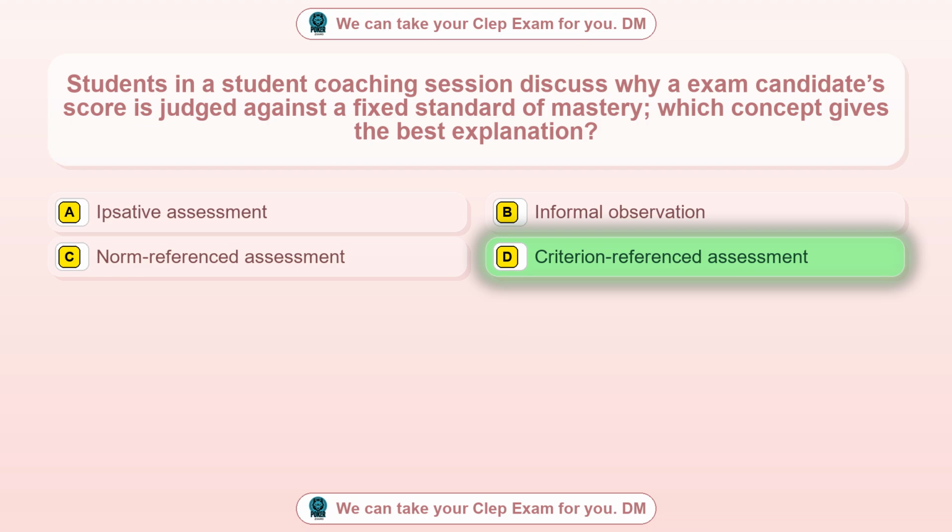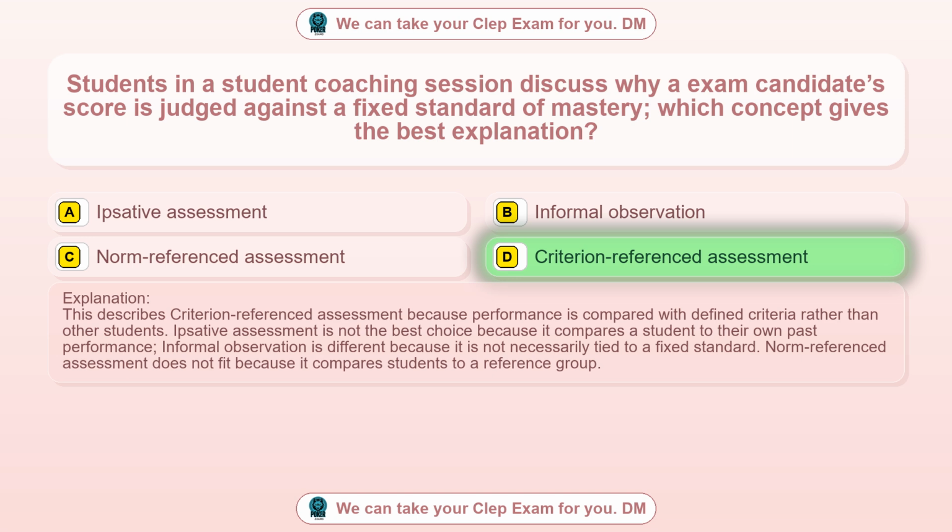criterion-referenced assessment. This describes criterion-referenced assessment because performance is compared with defined criteria rather than other students. Ipsative assessment is not the best choice because it compares a student to their own past performance. Informal observation is different because it is not necessarily tied to a fixed standard. Norm-referenced assessment does not fit because it compares students to a reference group.